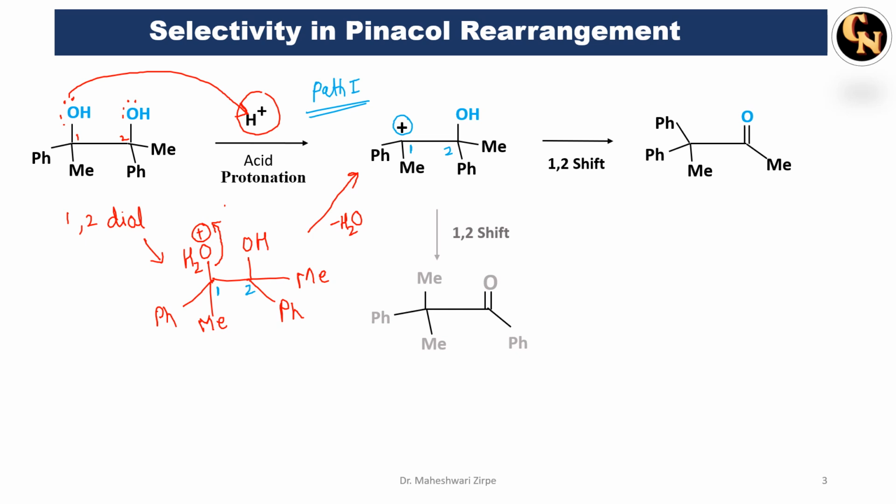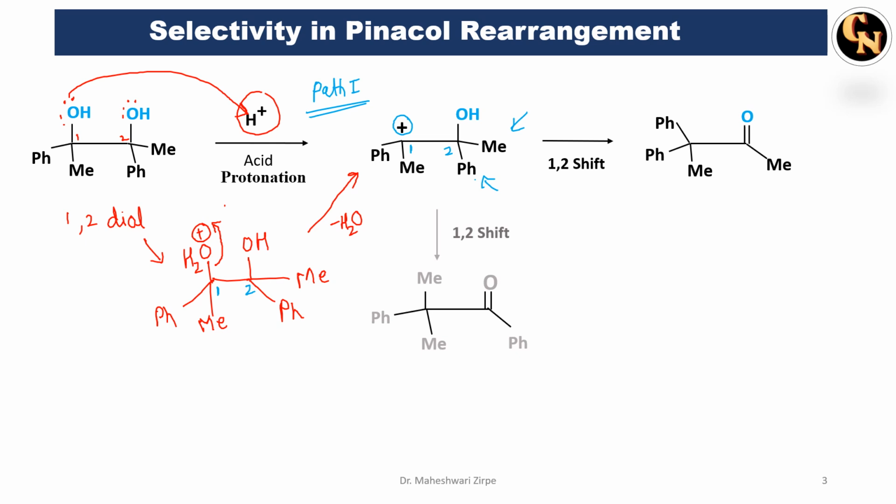Here, what will happen after that? The carbocation is formed, rearrangement will take place. Shifting will take place. So in rearrangement, now the question is, which group will get rearranged, whether the phenyl group or the methyl group? Who is going to rearrange itself onto carbon 1?